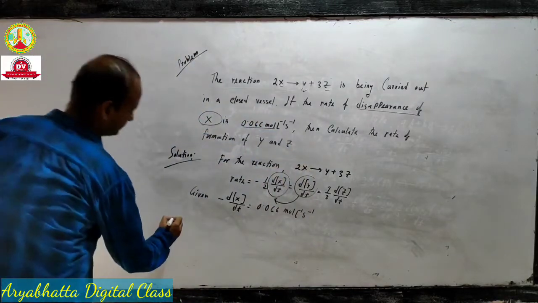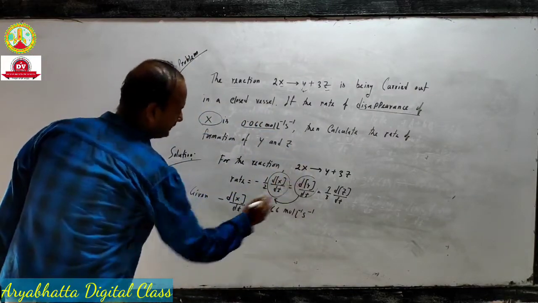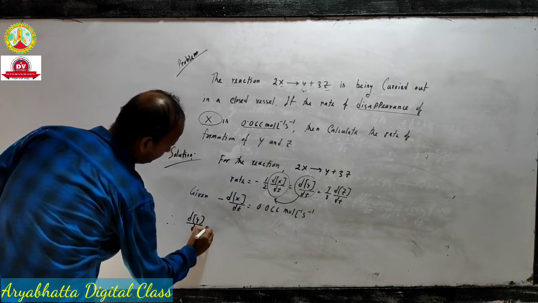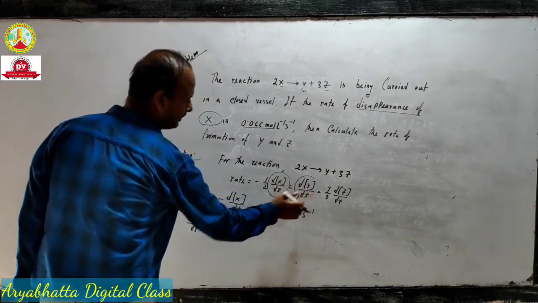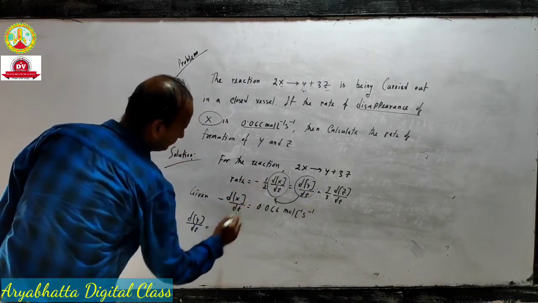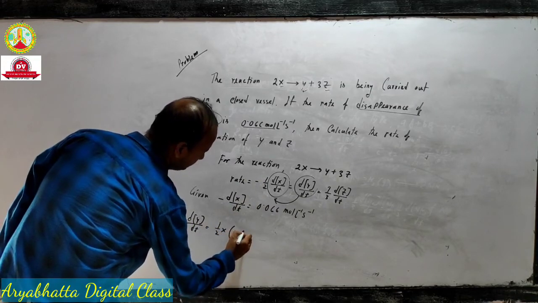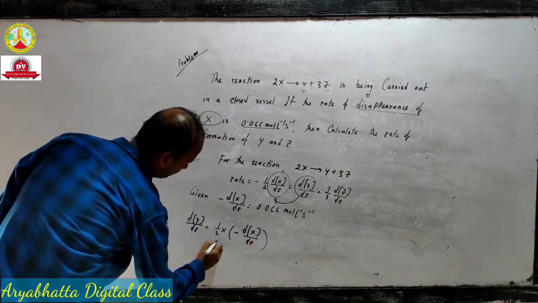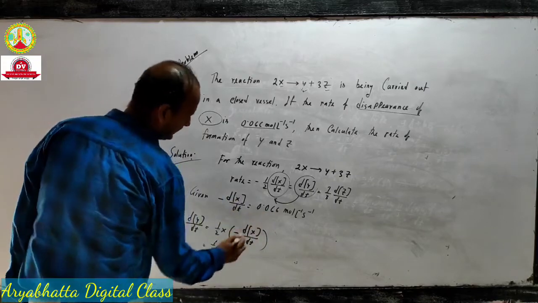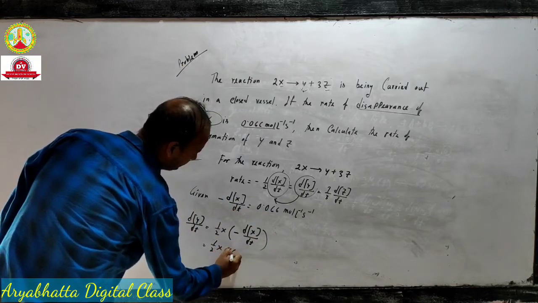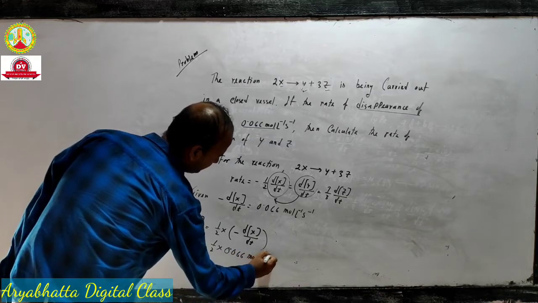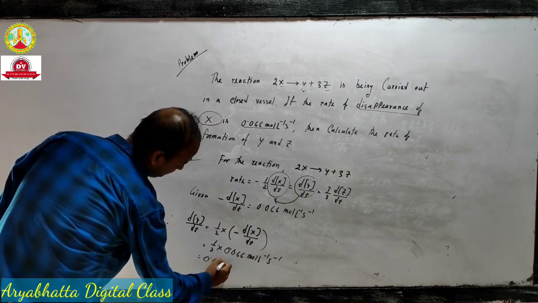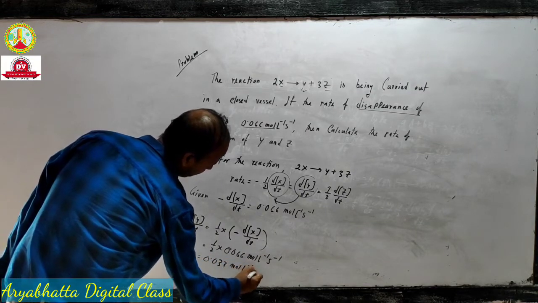Okay, now let's say, therefore, write dy by dt. How much will dy by dt be? This is equal to this, so dy by dt, write like this: 1/2, in bracket minus dx by dt. Let's see, 1/2. What is the value of dx by dt? The value is 0.066 mole liter inverse second inverse. After solving here, this will be 0.033 mole liter inverse second inverse.